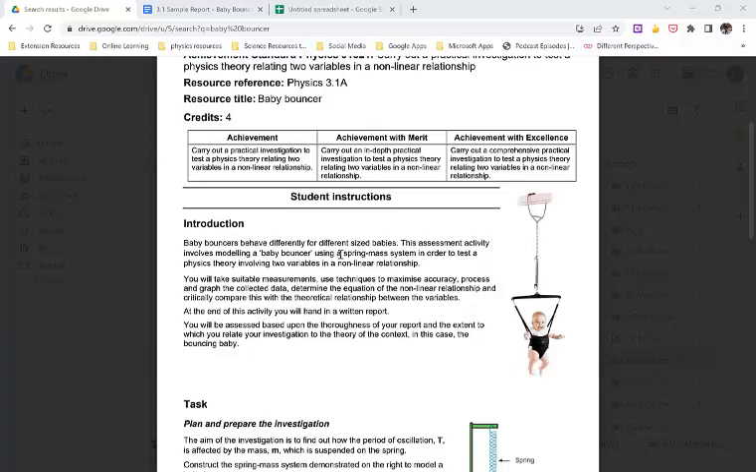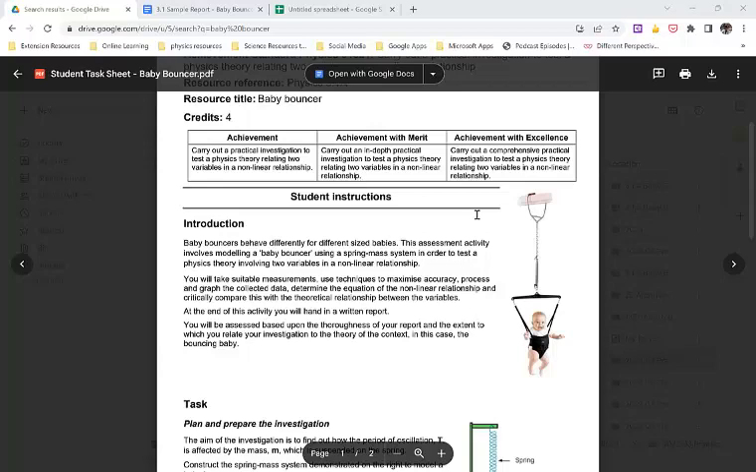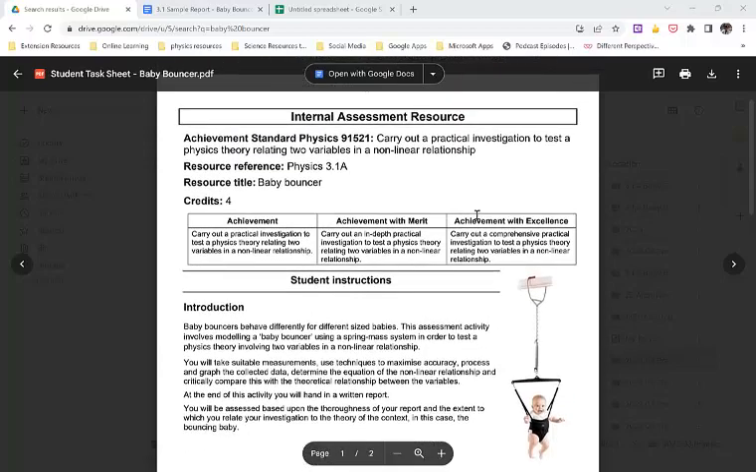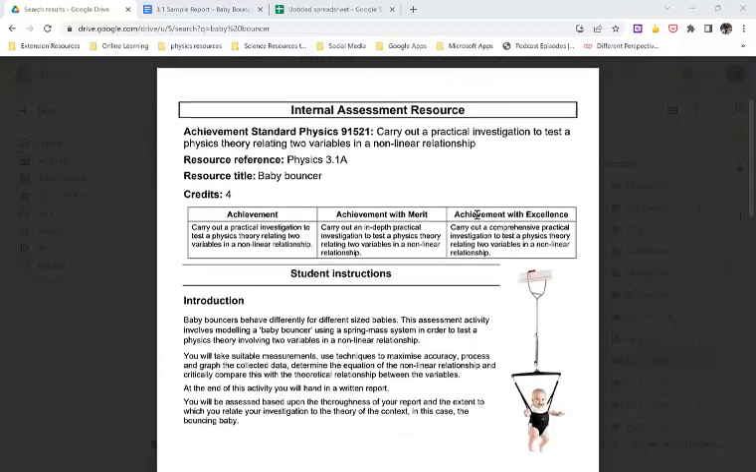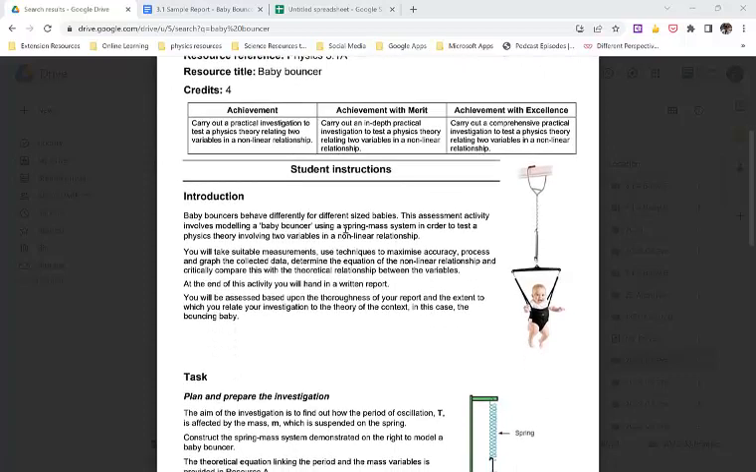Right, so in this video I'm going to go through how you can set up your document and your spreadsheet to gather data for your investigation. You'll be given a hard copy of a task sheet that looks something like this. You'll be given a little introduction to a real-life situation. In this case it's a baby bouncer, where you put a little baby and there's a spring and the baby bounces up and down.